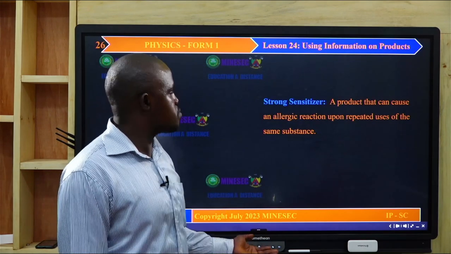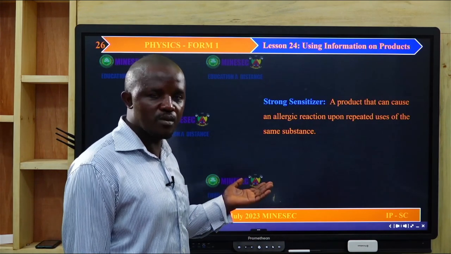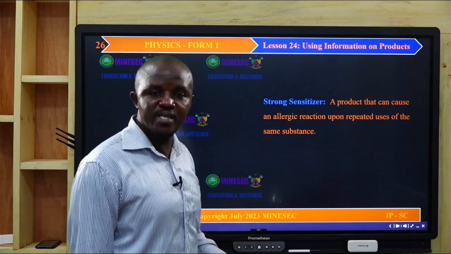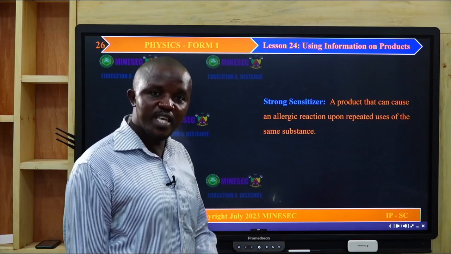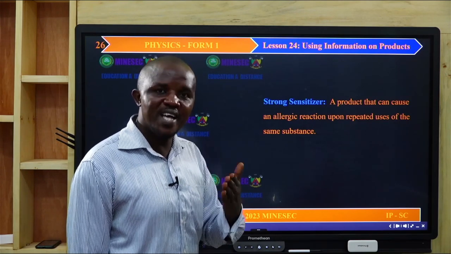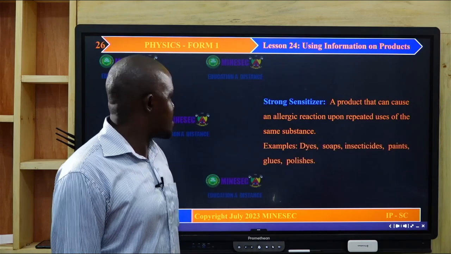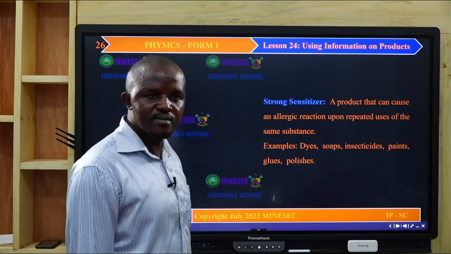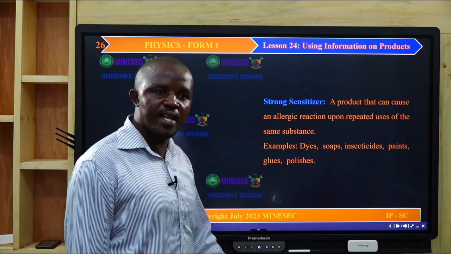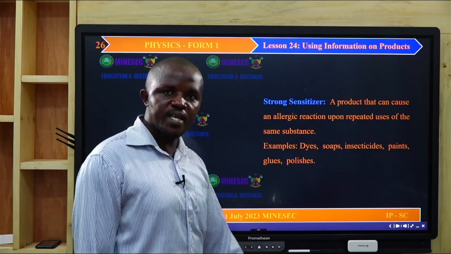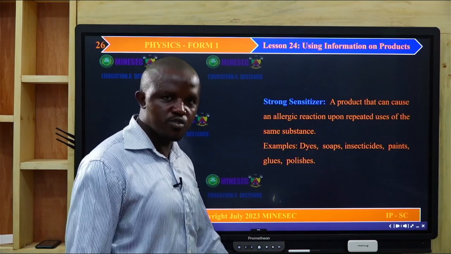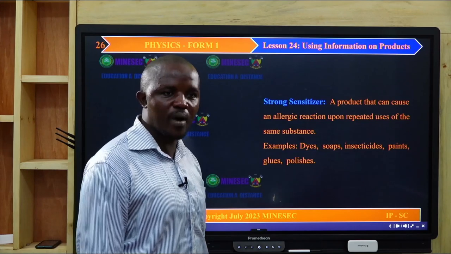So such products are hazardous. Any of the three properties. If it has all of the properties, it is hazardous. If it has even just one of these properties, then it is also hazardous. Examples, dyes. They use dyes to change the color of things like shoes. There are some substances that we can buy and rub on the shoe and it changes color, maybe from white to black.